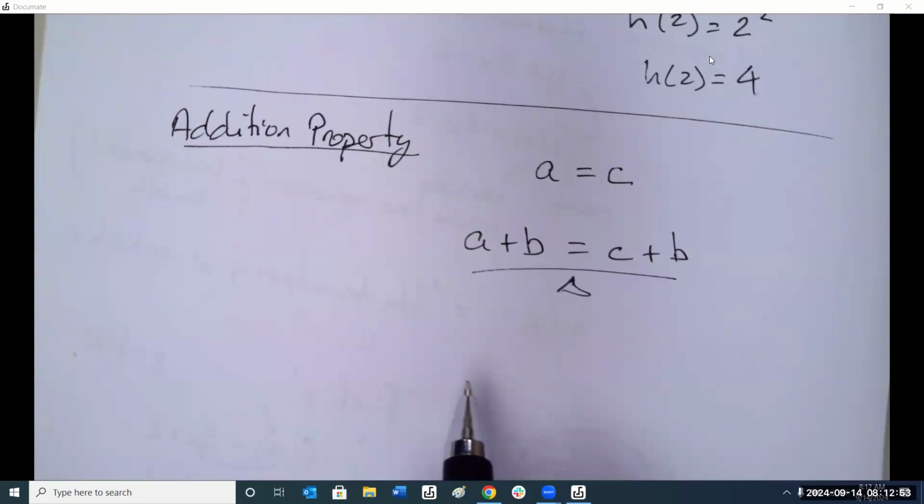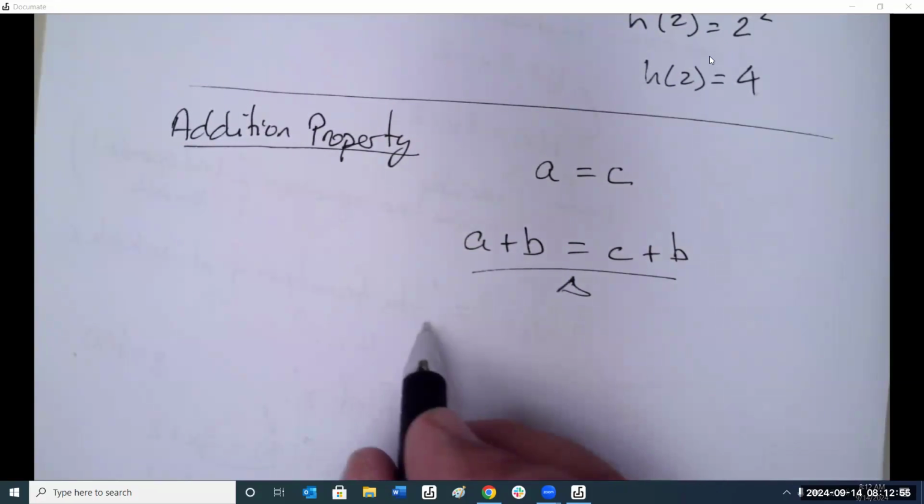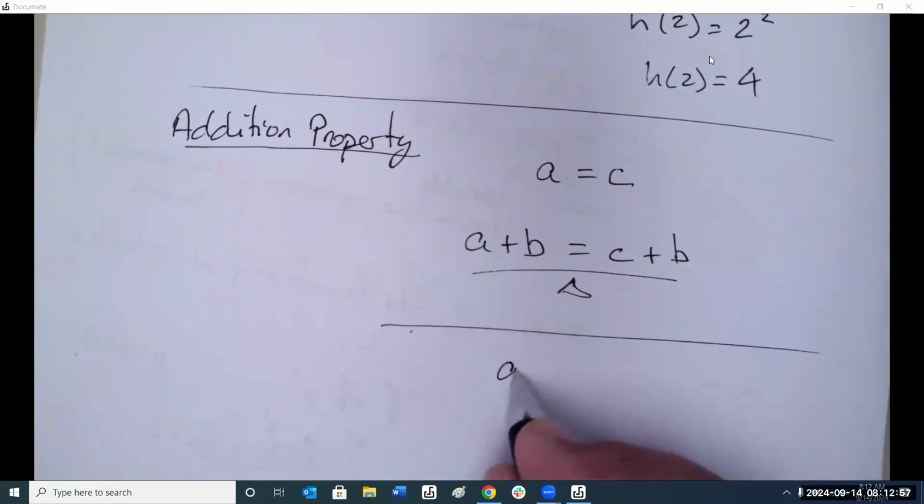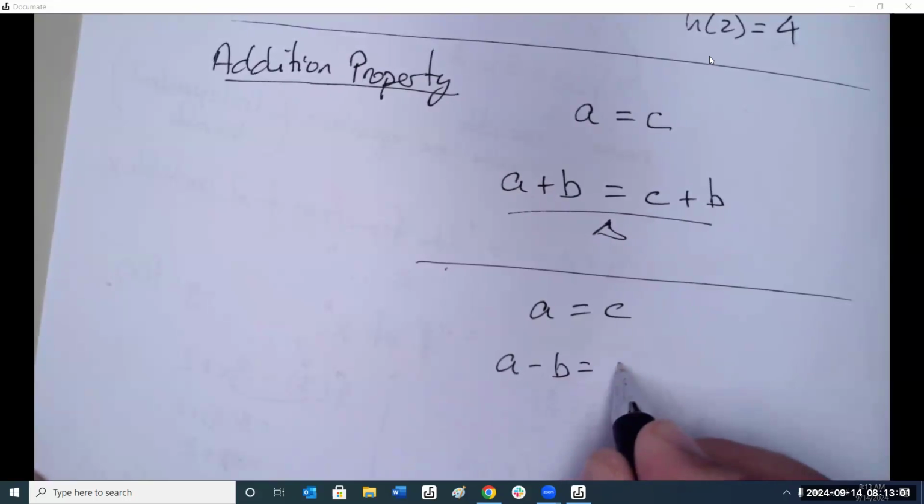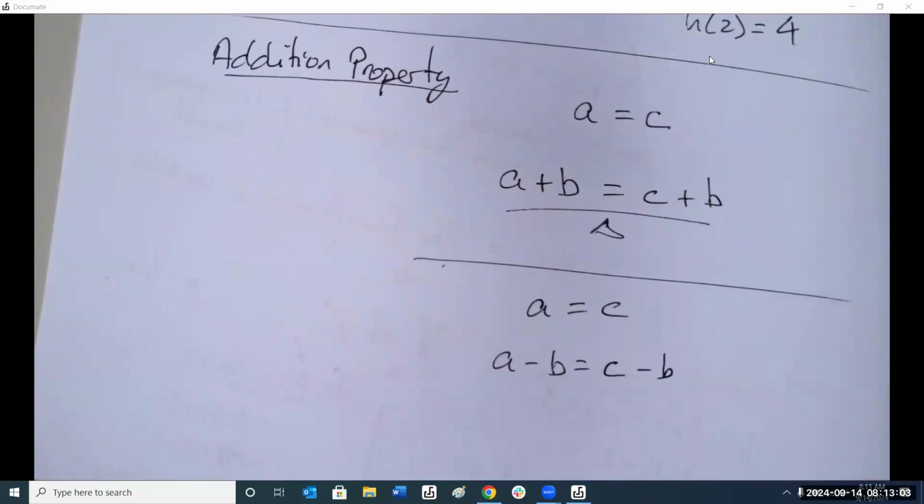Does it also work for subtraction? It works the same way.